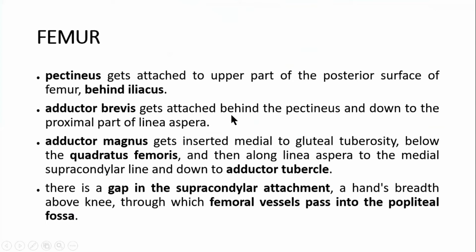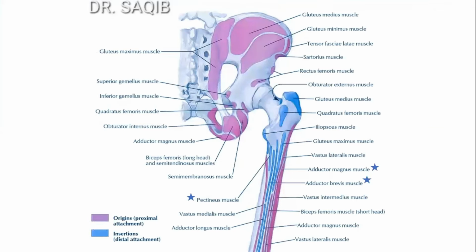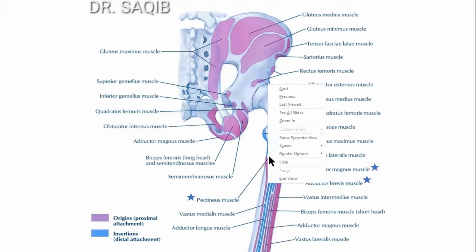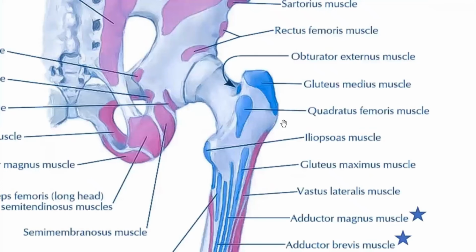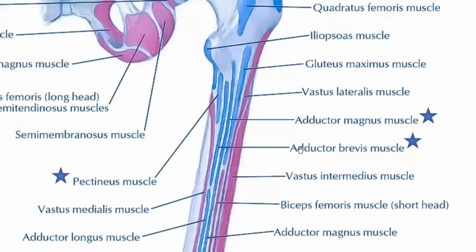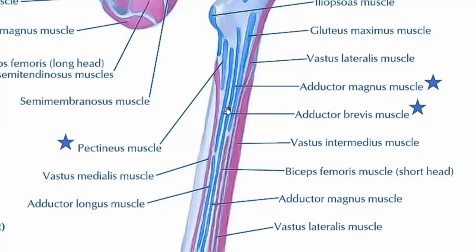Adductor brevis gets attached behind the pectineus and down to the proximal part of the linea aspera. Let me show you. This is the adductor brevis, and let's enlarge that. You can see it behind the pectineus. Here you see this adductor magnus. This is the adductor magnus attachment, right, going down.